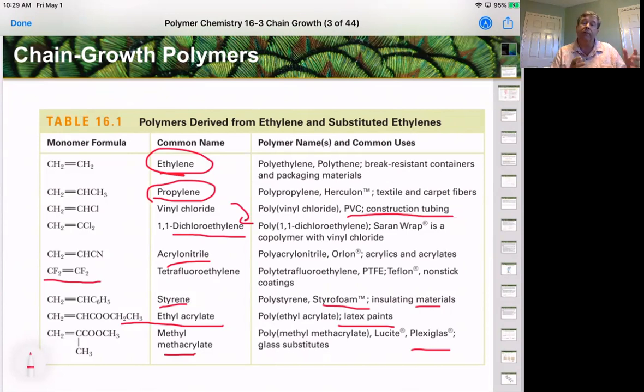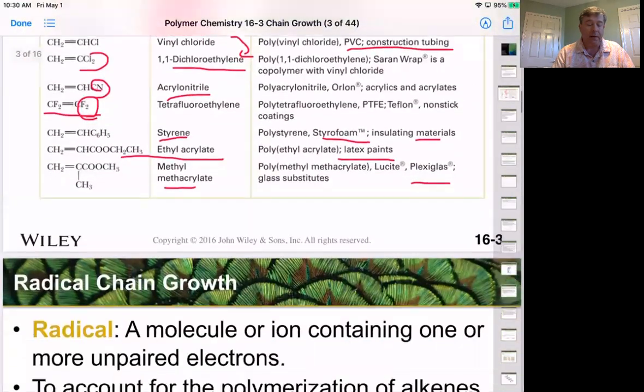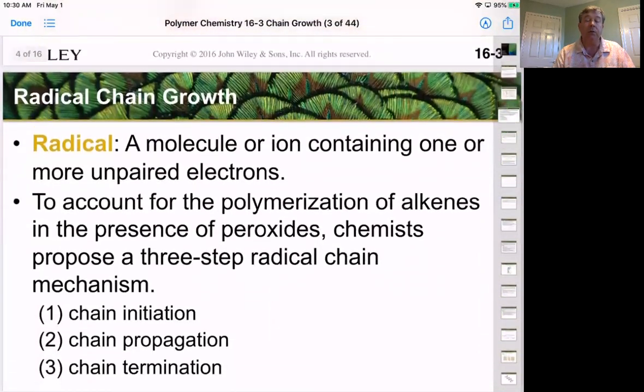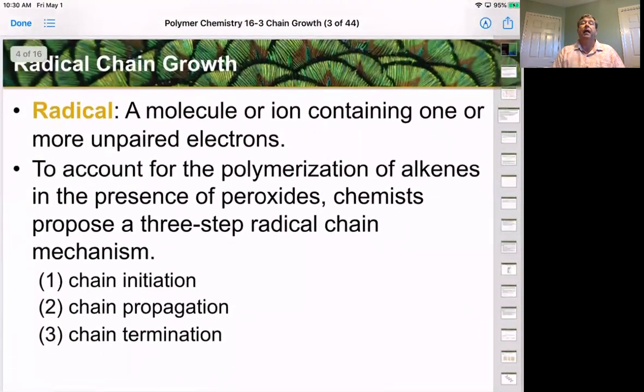So there's a wide variety of different uses for these things, and it all depends on what else is added to this double bond. Again, electron withdrawing groups, electron donating groups, it doesn't matter. They can all polymerize using this method. Okay, so to polymerize using this method, we have to introduce a new functional group that we haven't talked about right now. And we need to introduce it.